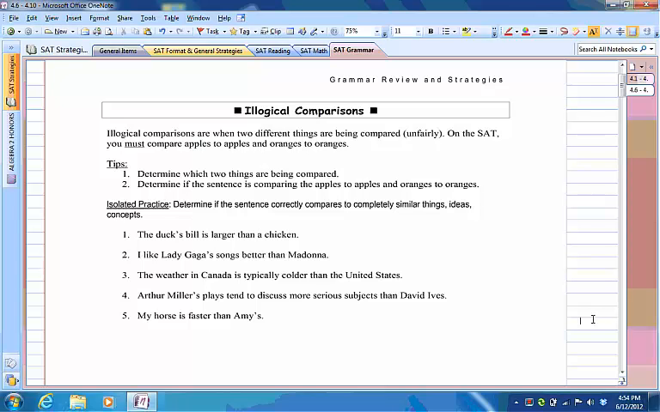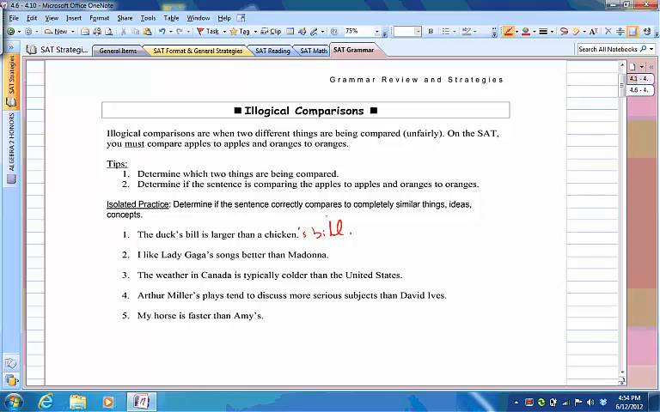So what we're comparing is a body part of a duck to a whole chicken. That really wouldn't make sense. You probably want to say a duck's bill is larger than a chicken's bill. So that way we're comparing two things that are logical. Let's look at number two.